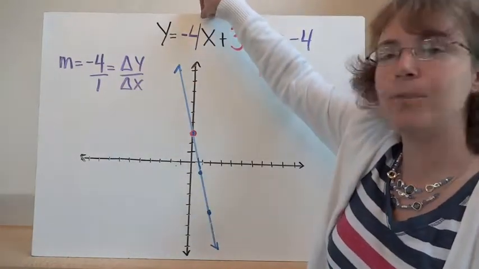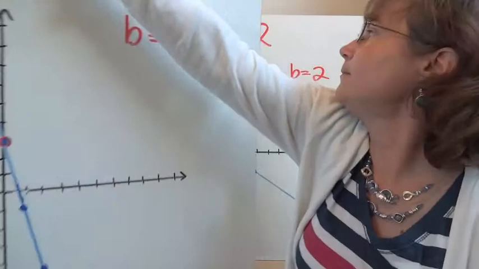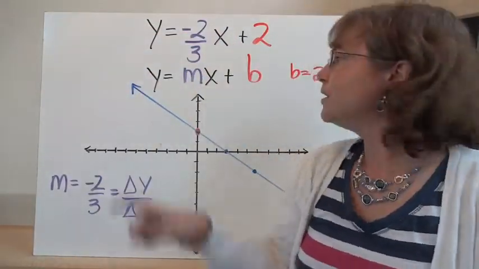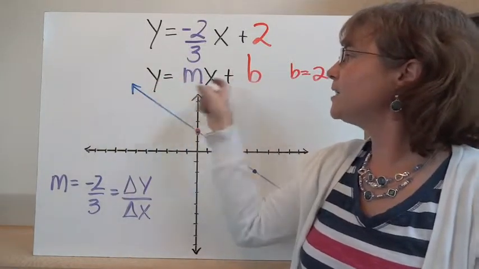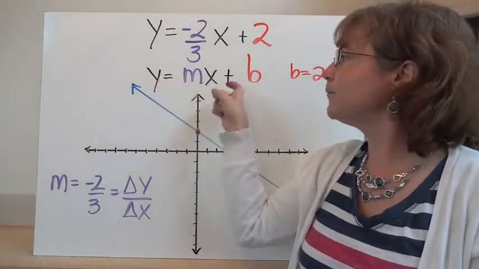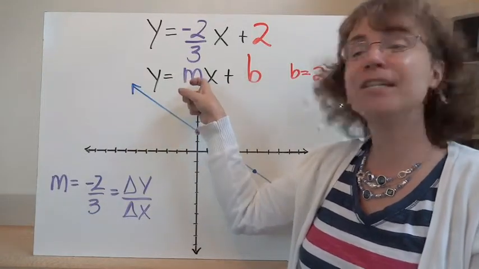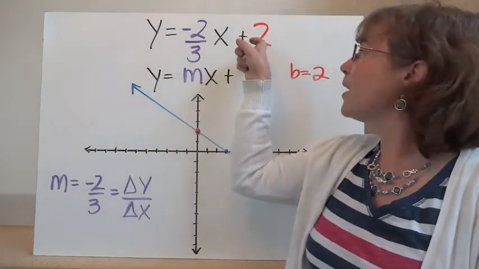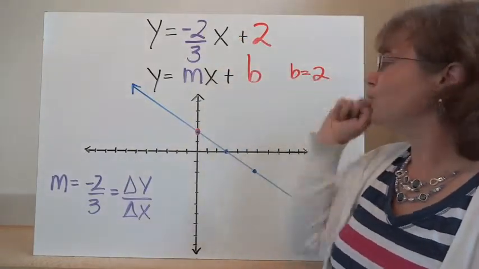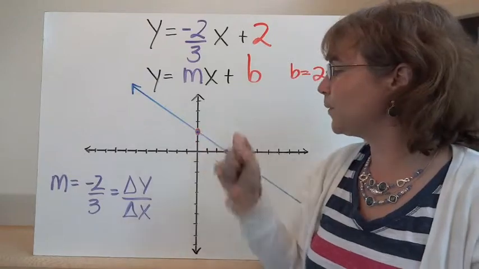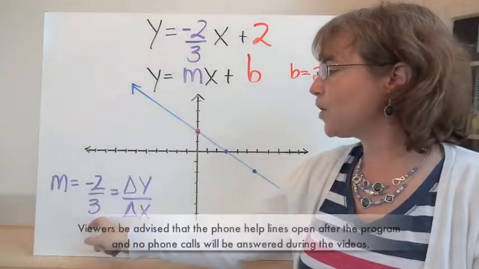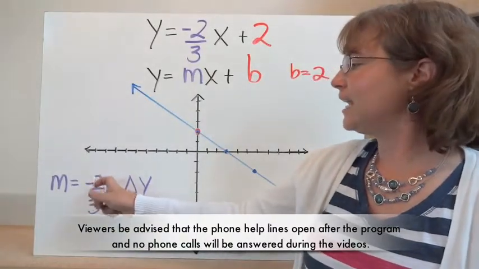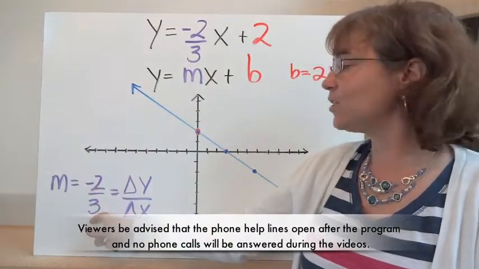Now what if my slope is a fraction? Y equals -2/3 x plus 2. So if I'm looking at my slope-intercept form here, I have y equals mx plus b. My slope is -2/3. My y-intercept, the y-coordinate of my y-intercept, is 2. So that's where I'm going to begin, at 0, 2. Then I'm going to use my slope, change in y over change in x. Change in y is -2. Change in x is 3.